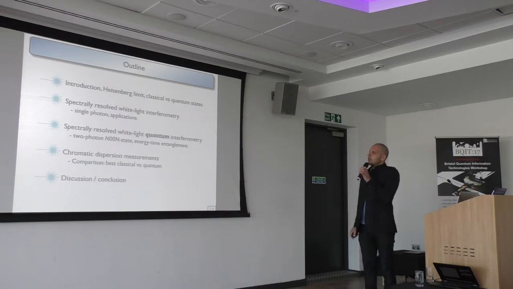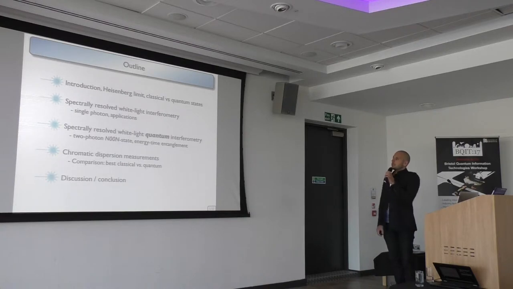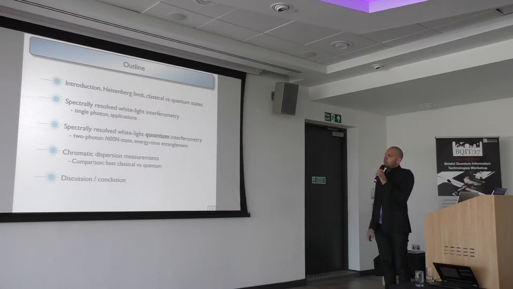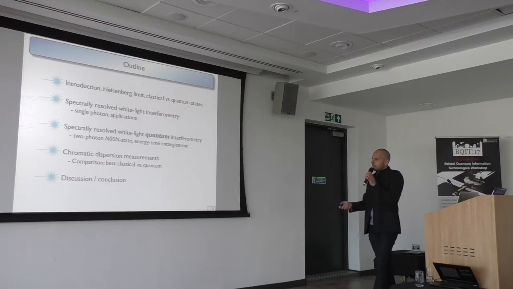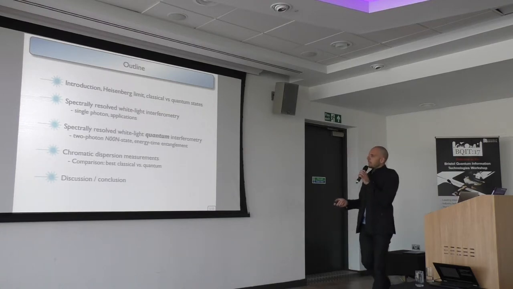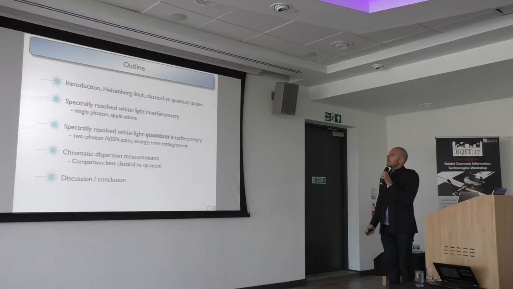Then I will go to the spectrally resolved white light quantum interferometry, where we exploit two photon null states that are also at the same time energy time entangled. Then I will show the results that we have obtained so far on chromatic dispersion measurements. And I will describe a comparison between the best classical measurements that we have done as well for comparison and the quantum system that we have employed.